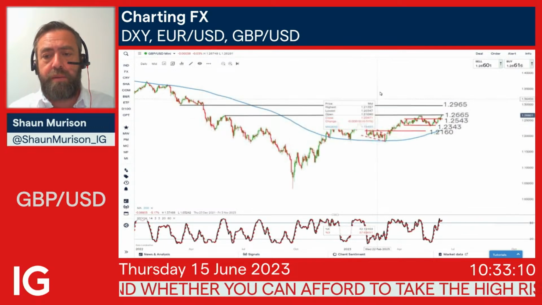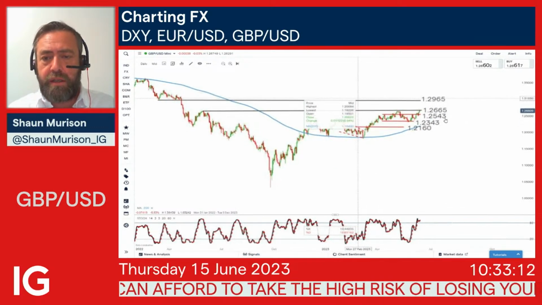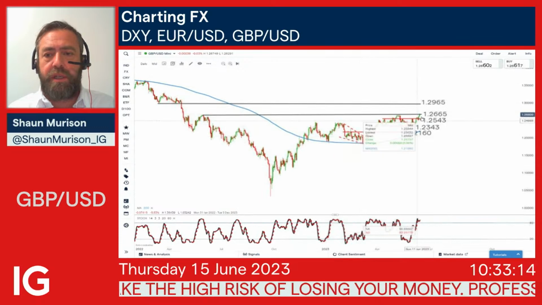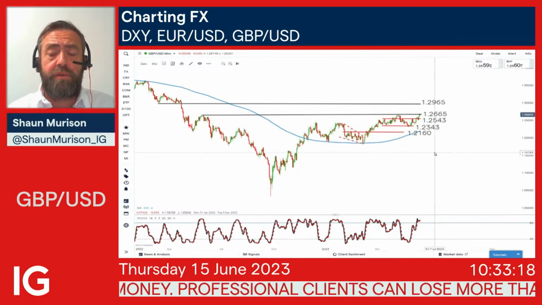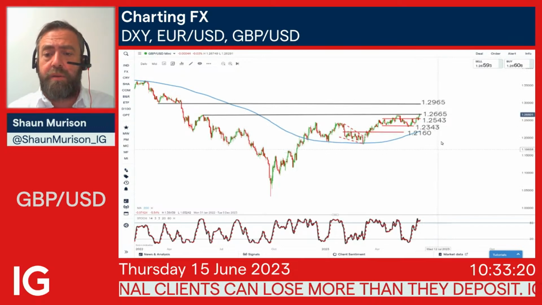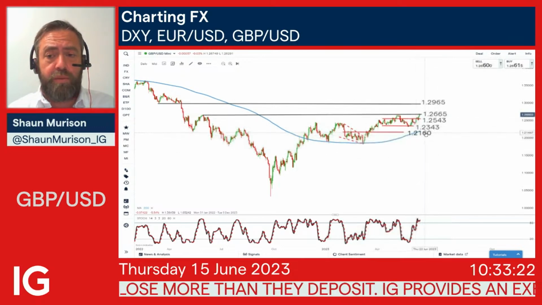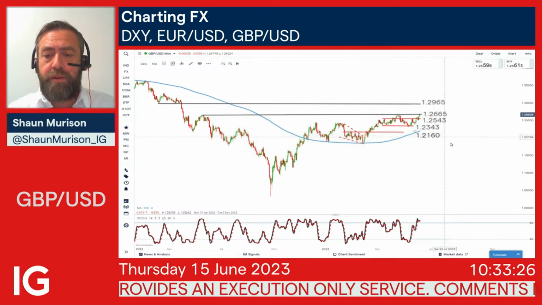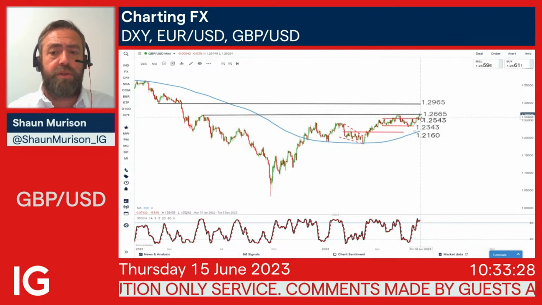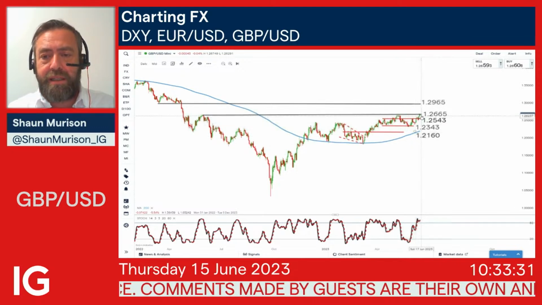Now, cable is in a similar picture. We are in an uptrend, suggesting continued pound strength with relative dollar weakness. You see that price trading above the 200-day simple moving average, a gauge of the longer term trend bias. In the short term, we had quite a strong rally here. We're testing resistance at the 1.2665 mark.